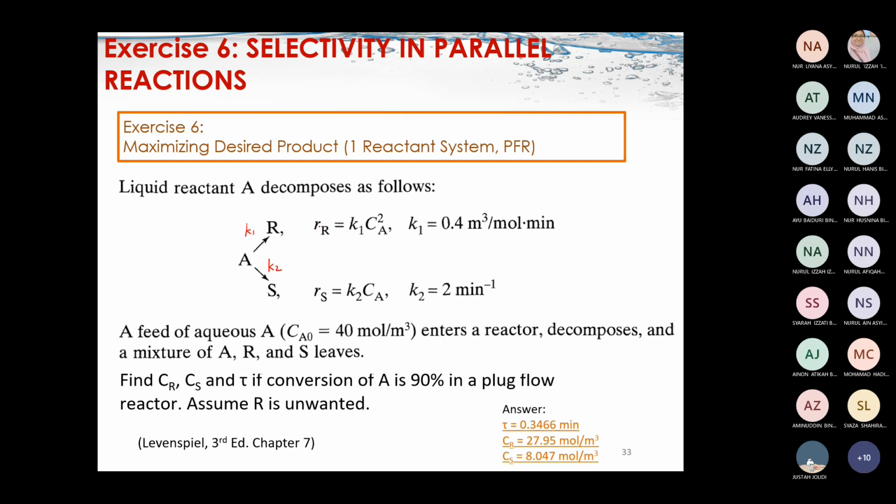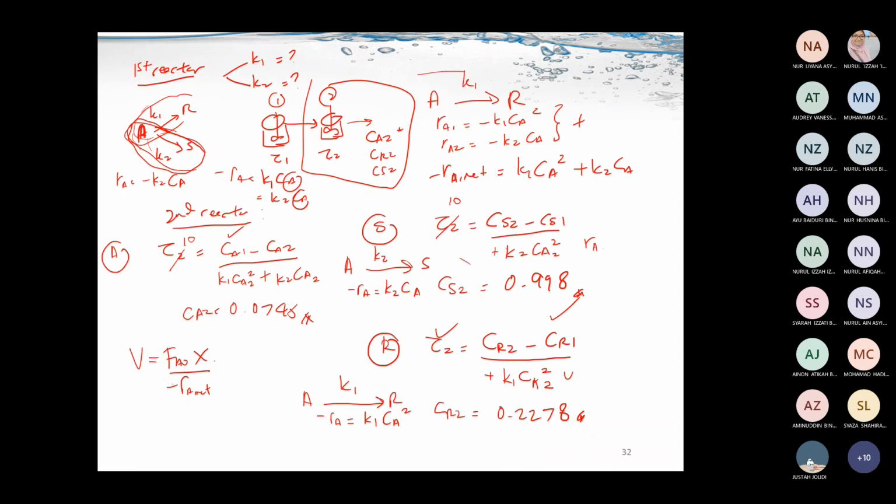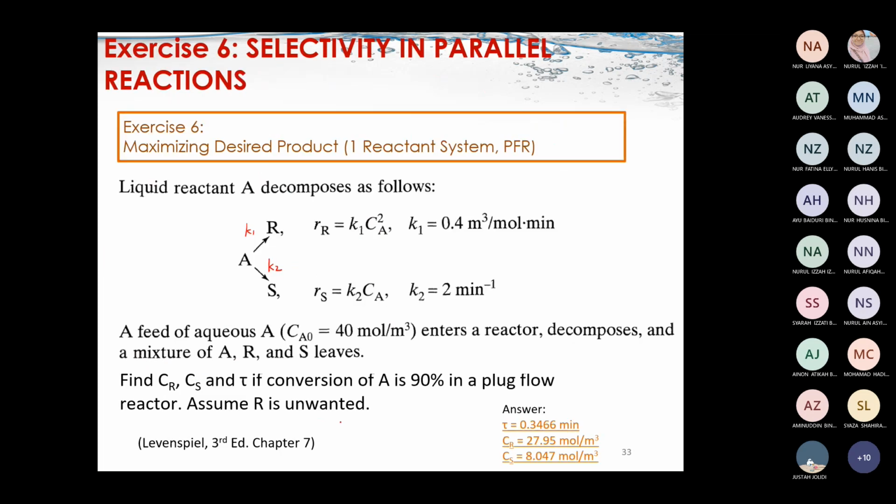Tengok. RR dia dekat sini kan. K1 CA2. RS dia dekat sini. Sebenarnya yang ni sama lah. I salah tulis ni. Sorry. This is RS. Ni RR. Sorry, salah tulis. Okay. So, dia dah given the rate of reactions, and nilai K1 and K2 also given.